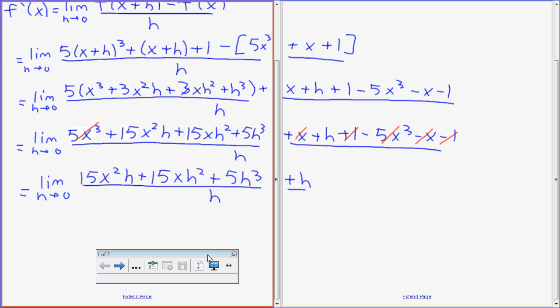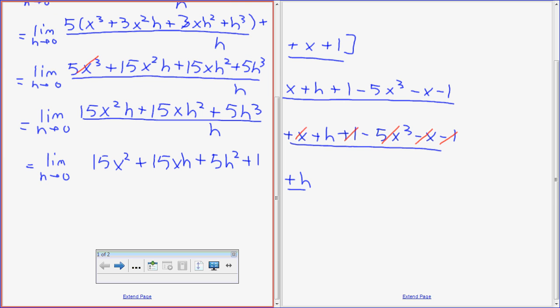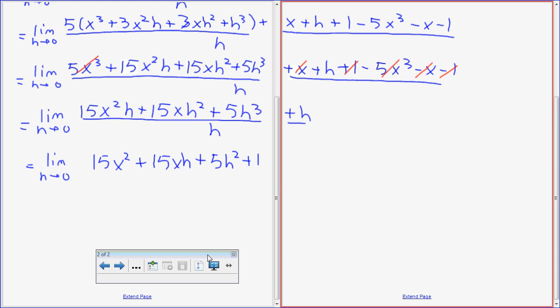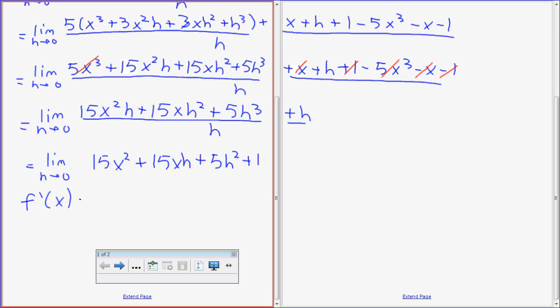Therefore, this is going to equal the limit as h approaches 0 of 15x squared plus 15xh plus 5h squared plus 1. We'll bring this down one more time. All right. Brendan, what is my very last task before I define the derivative? Yeah, sub h equals 0 in. So what that's going to do, it's going to cancel out those little middle terms. We'll be left with f prime of x equals 15x squared plus 1.